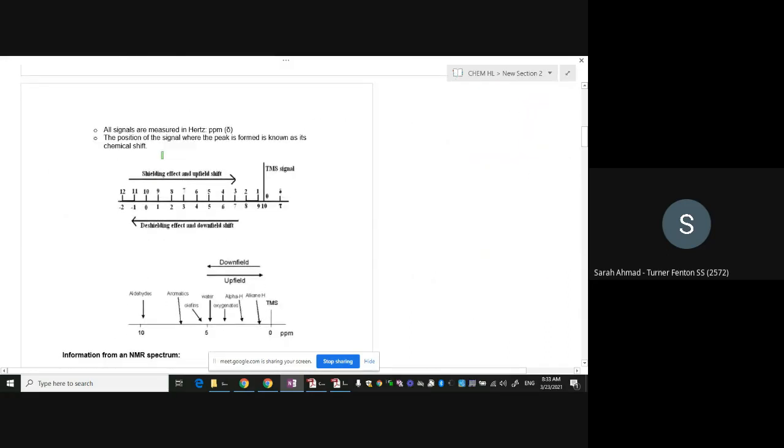So here is the scale that we will be looking at. The scale will go from basically 0 to 12, and it shows you the relative positions where you will find different hydrogen environments. So here's your TMS. This is your tetramethylsilane signal, which is your 0 mark. And then any hydrogen beyond that, any organic compound, will now absorb above 0. Okay? And so the chemical shift will always be higher.